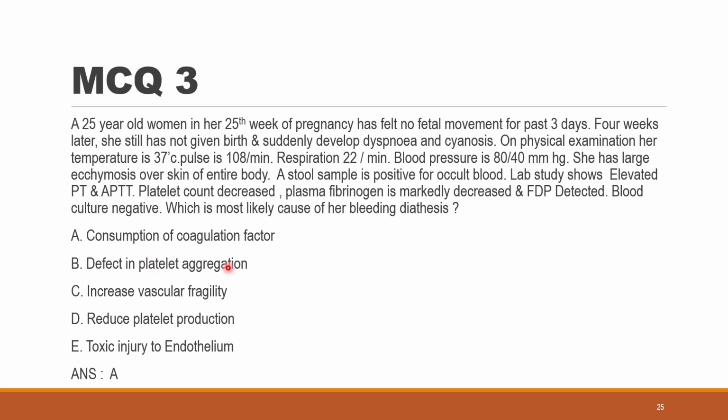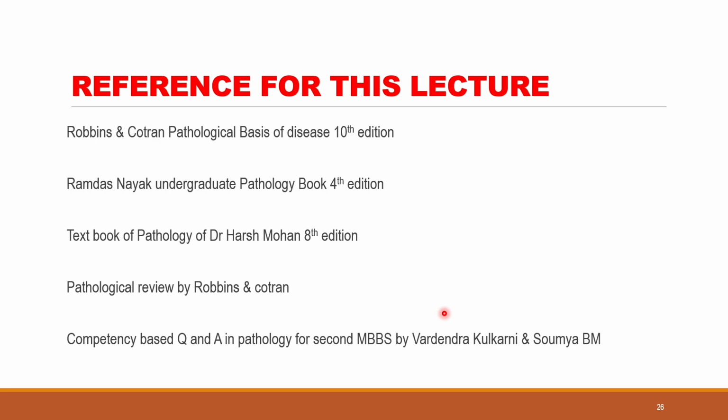All right. See here it is written that platelet aggregation is defective, which is not the case. Platelet aggregation defect is known by the name Glanzmann thrombasthenia. Increased vascular fragility is not there. Reduced platelet production. The production is also not affected in DIC. All right. So the answer is consumption of coagulation factors. So that's all about today's lecture on disseminated intravascular coagulation.